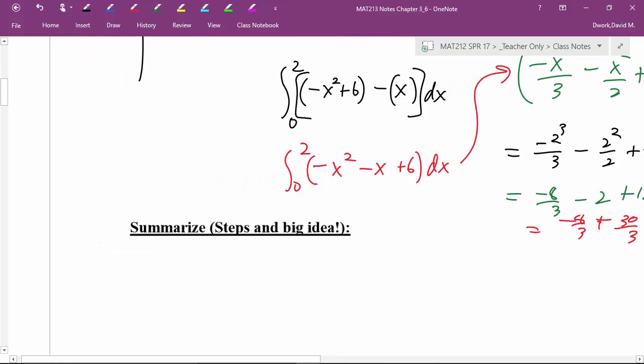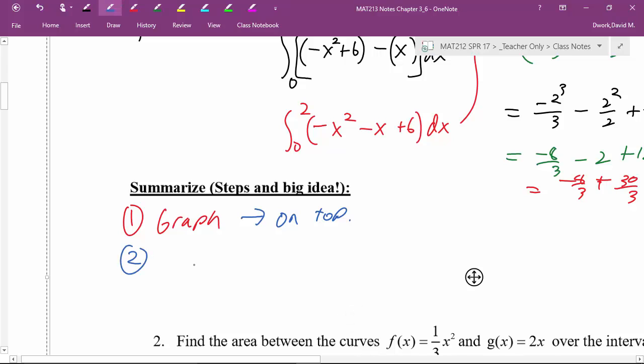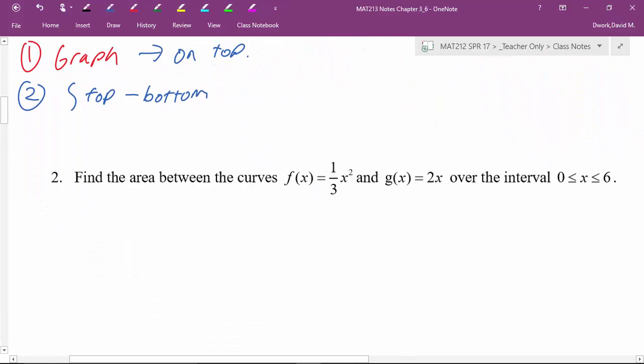So what is the big idea? What are the steps? Well, first thing you have to do, you have to graph. You must visualize the graph because you need to know which function is on top. You have to know which function is on top. Then once you know that, you are going to find the antiderivative of the top minus the bottom, and then you're done. It's a regular problem.